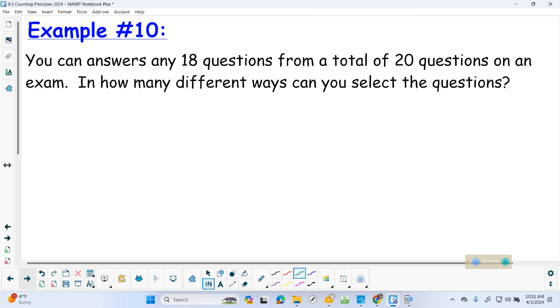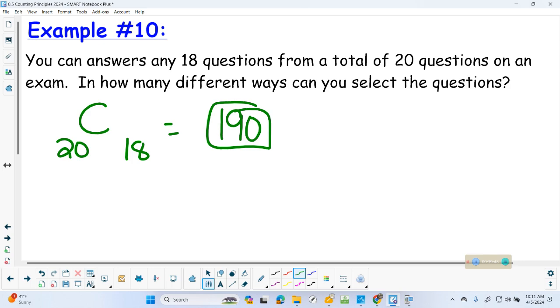All right, you can answer any 18 questions from a total of 20 questions on an exam. That just seems dumb. You should have to answer them all. But anywho, how many different ways can you select the questions? Are you using a permutation or combination? Does the order matter? No. Can I answer a test any way I want, the order? So combination. How many total questions are there? 20, and you only, for some weird reason, have to answer 18. Okay, punch it in. 190. Got it. All right, you guys try this guy.